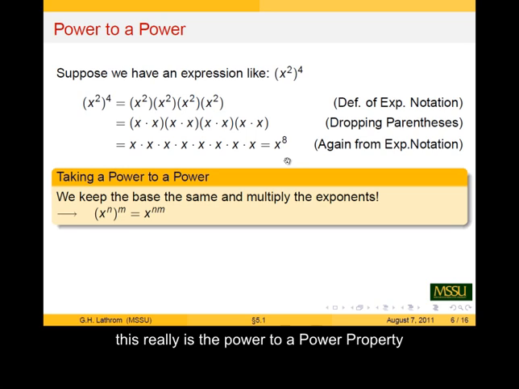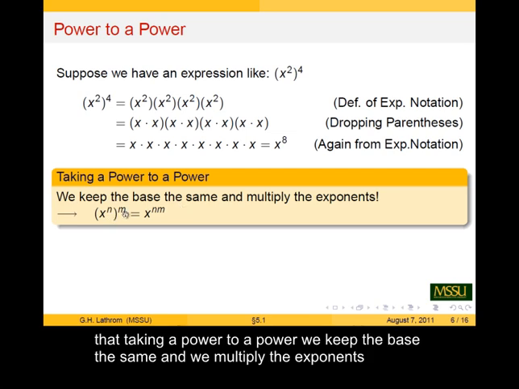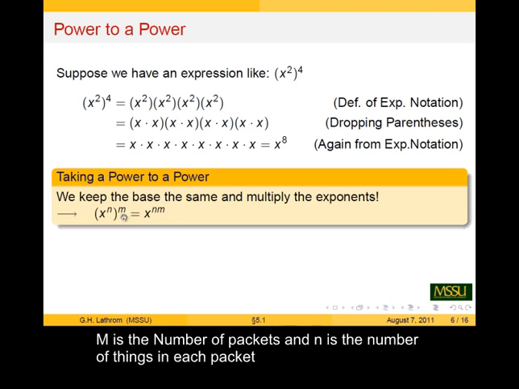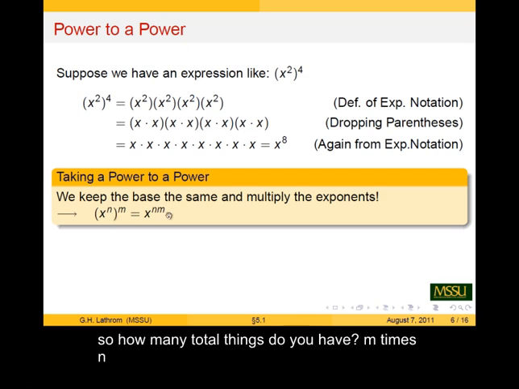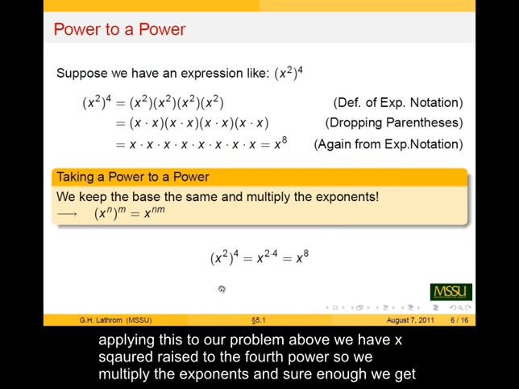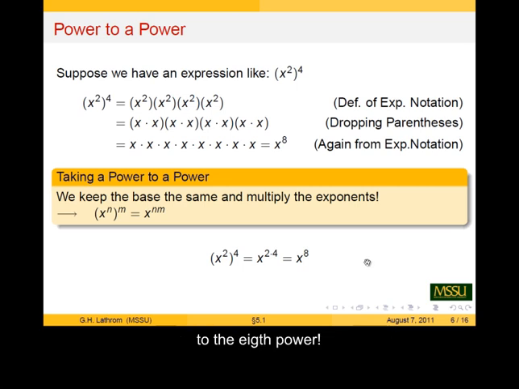This really is the power to a power property. The power to a power property says that if we take a power to a power, we keep the base the same and we multiply the exponents. M is the number of packets. We've got n things in each packet. So how many total things do you have? N times m. Applying this to our problem above, we had x squared raised to the fourth power. We multiply the exponents, and sure enough, we get x to the eighth power.